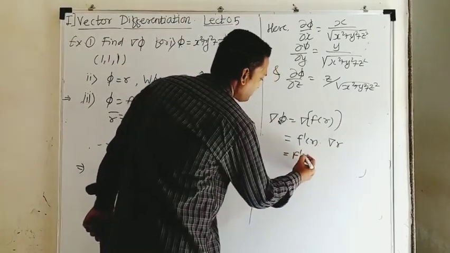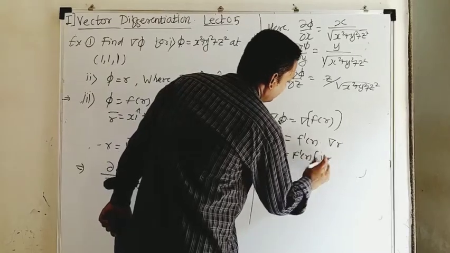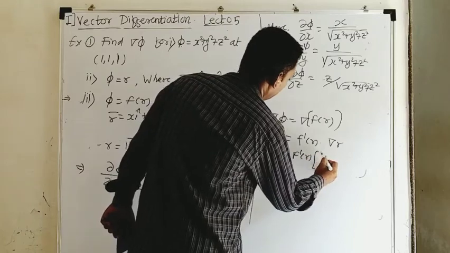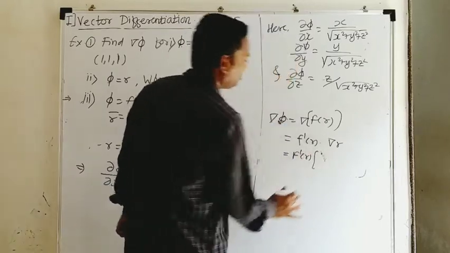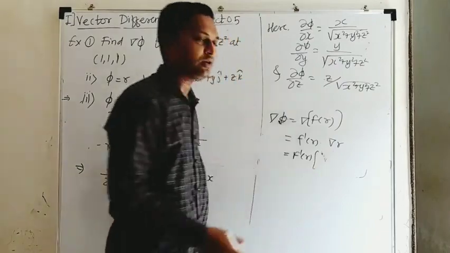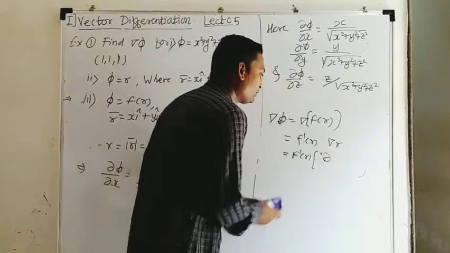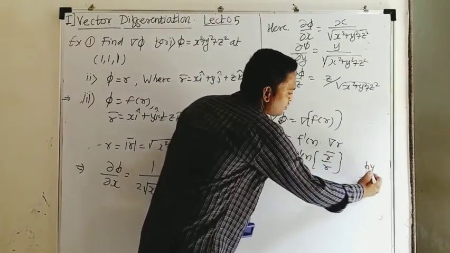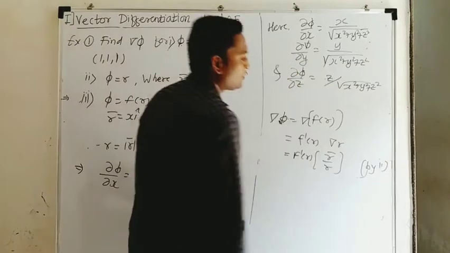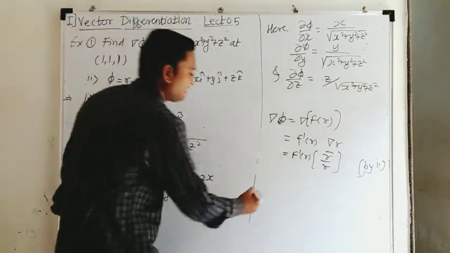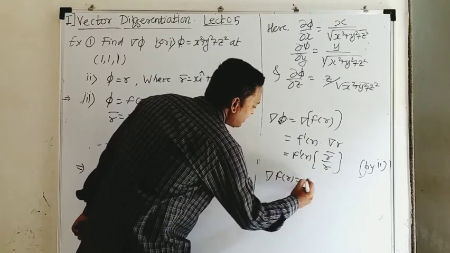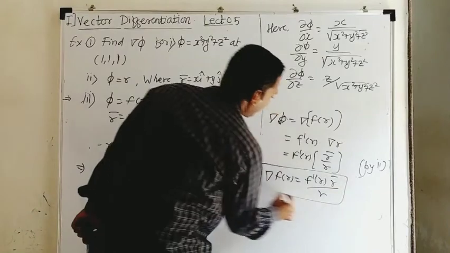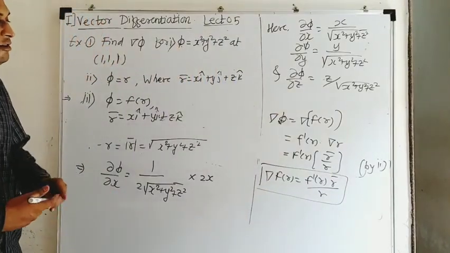Del r is del r by del x into i, and so on. We have calculated this already in the previous example, which is equal to r bar by r. So by example 2 this is equal to r bar by r. So the final value of del of f of r is f dash of r into r bar divided by r. So this is the required gradient of f of r.